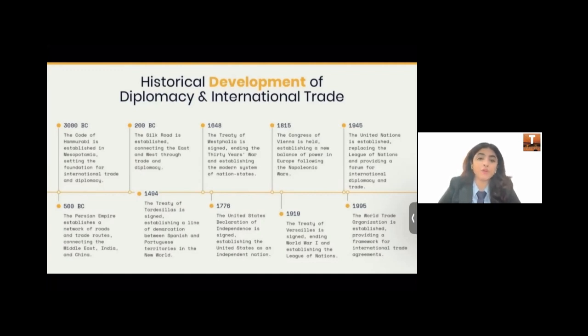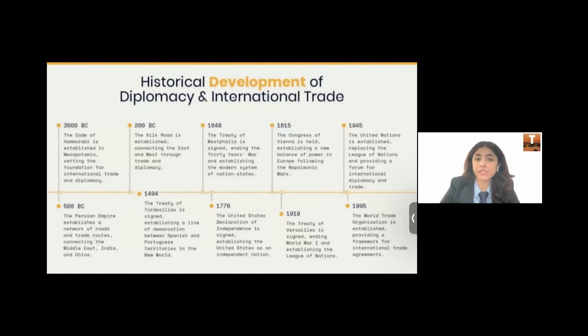Now comes the Treaty of Westphalia. The Westphalia Treaty was in 1648. It marked a significant turning point in diplomacy. It ended the 30 years of war and established the principles of sovereignty and non-interference in the internal affairs of states, laying the foundation for the modern nation-state system and diplomatic practices. So you can see that here the modernization started to take place.